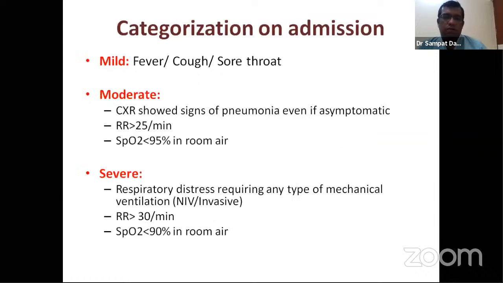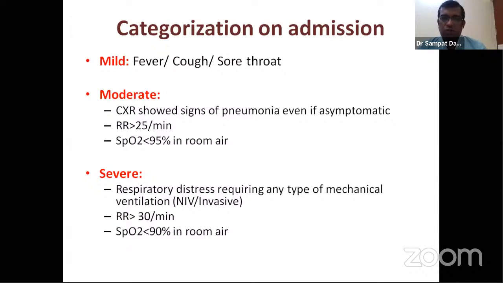Whenever a patient comes to any hospital, the first and foremost part is the categorization of the case. I have talked about this in all of my case presentations, and I really emphasize this because it will guide you from the beginning. If you miss the scenario in the initial part or are late in treating the case, you will end up in more trouble. Talking a bit on mild, I have already said that it is fever, cough, or sore throat.